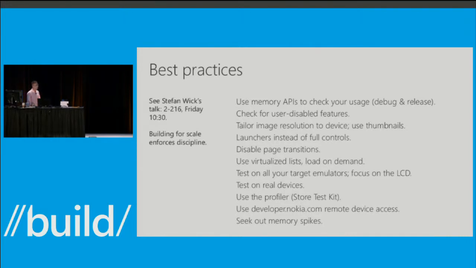Test, obviously, on all of the emulator images that you're targeting. The default in Windows Phone 8 is the 512 WVGA image, and it was deliberately the default so that we force you to test on that lowest common denominator unless you choose not to target it. Obviously test on real devices, because things are different. You can sign up with Nokia to test on real devices in the cloud, which is a very useful strategy.